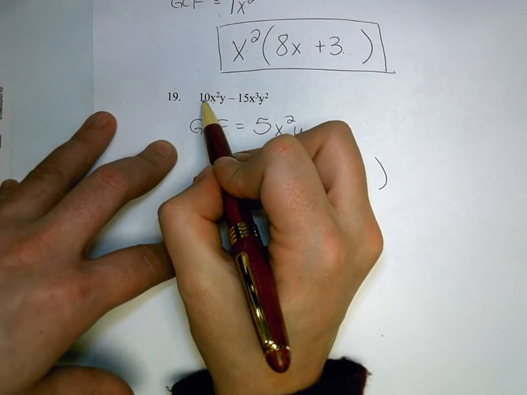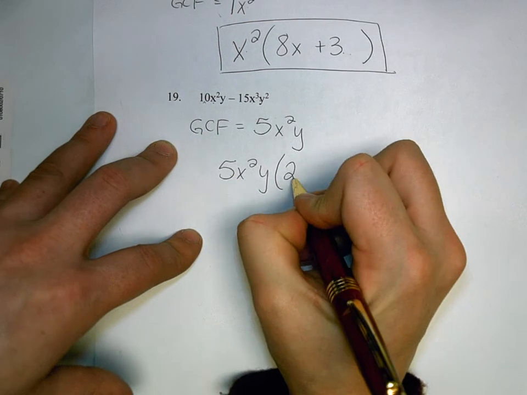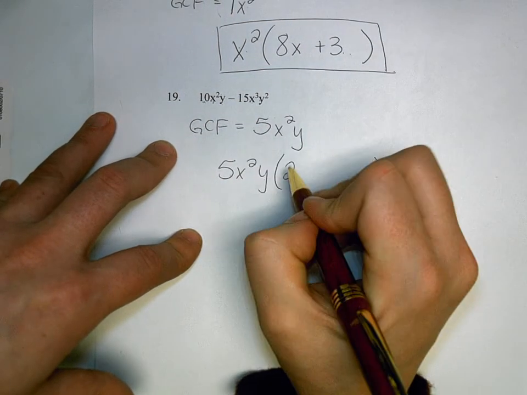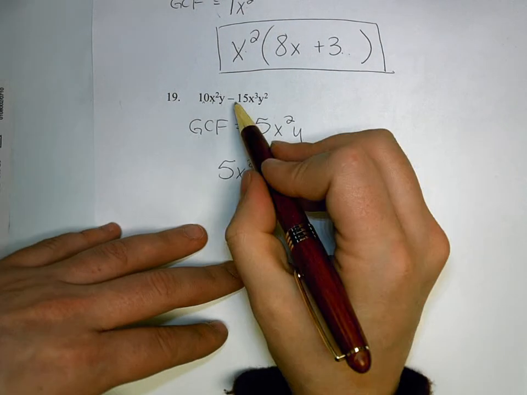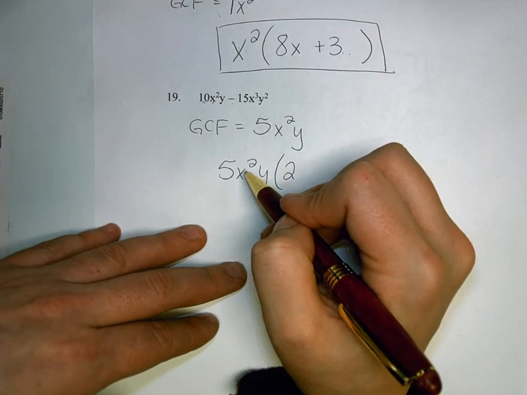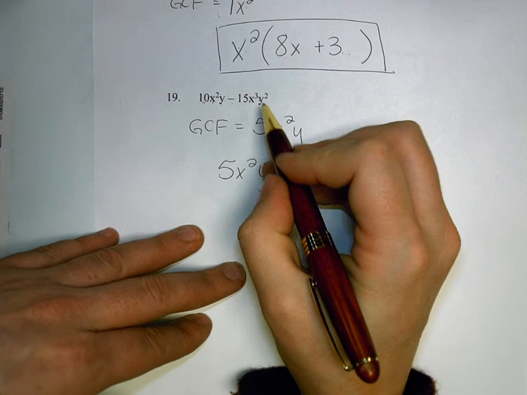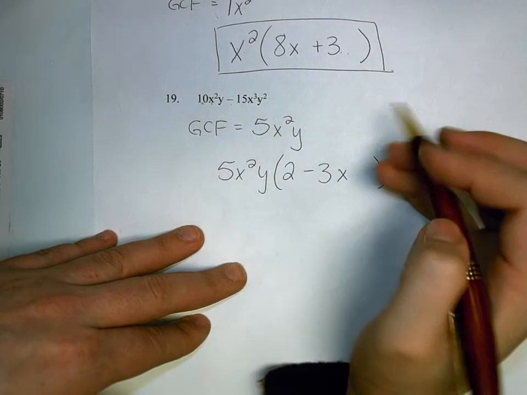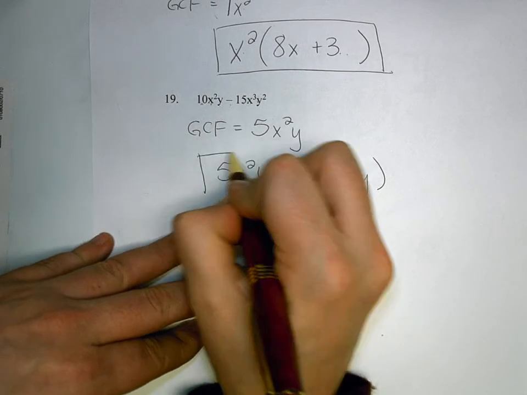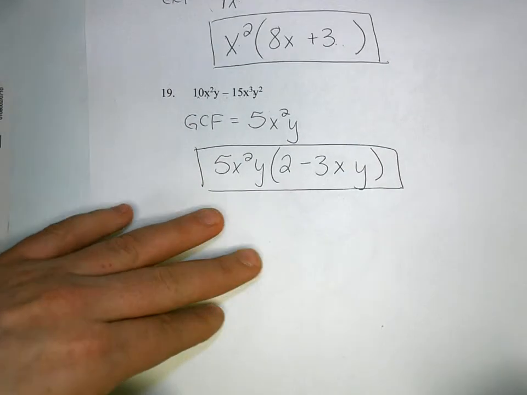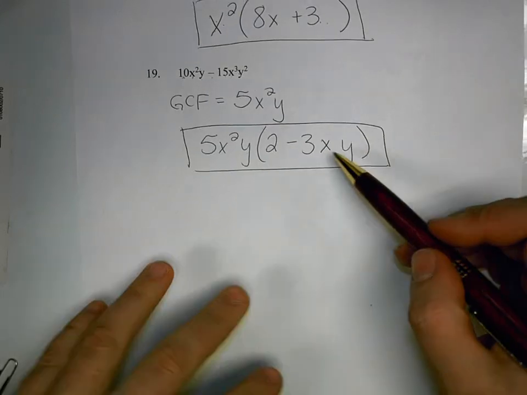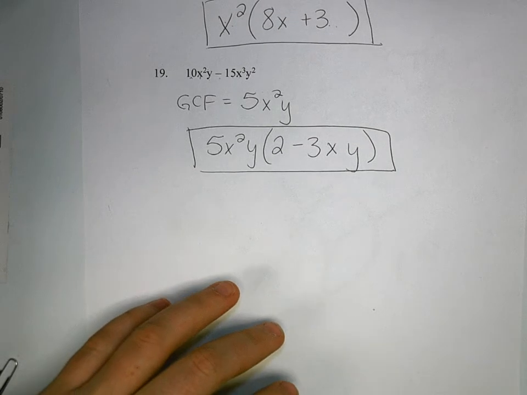10 divided by 5 will give me 2 left over. x squared is already on the outside, y is already on the outside, so 2 is all by itself. And then negative 15 divided by 5 is negative 3. Well, I took 2 x's out, so that leaves me with 1. I took 1 y out, so that leaves me with 1. So my final answer is 5x squared y times the quantity 2 minus 3xy. Now these are both to the first power, so I don't need to factor that anymore. That is my final answer.